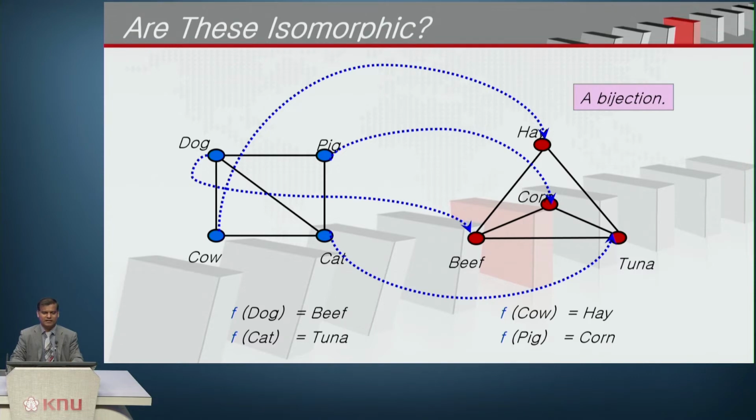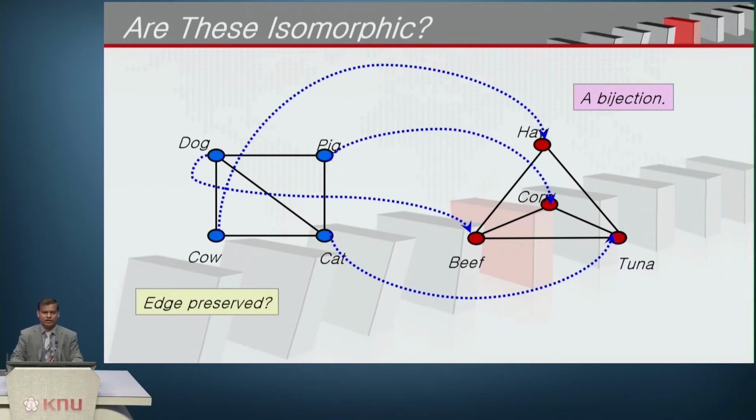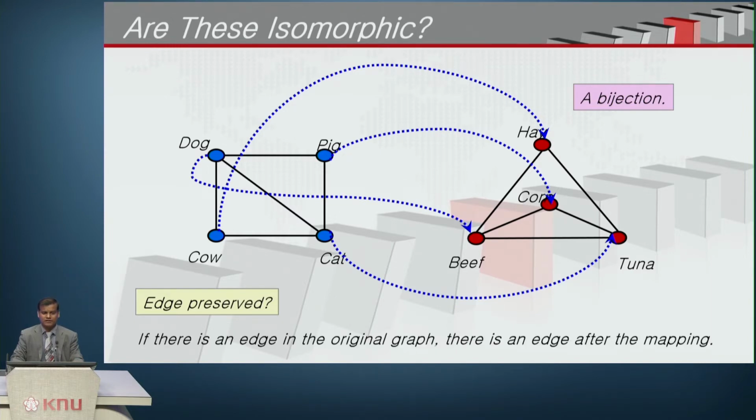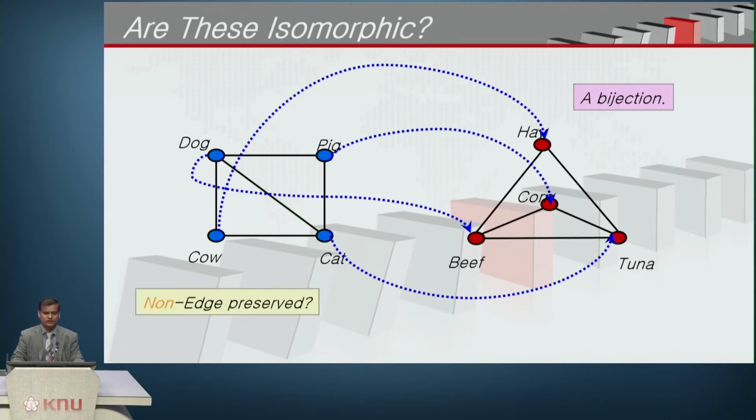Well, we are going to deal with these notions of bijections. The question is, are all edges preserved? If there is an edge in the original graph, there should be an edge after mapping. If it is not preserved, it cannot be isomorphic. For example, cat and dog, beef and tuna, yes. Each and every edge you have to check, whether they are preserved or not. If the edges are preserved, then we can say these are isomorphic.